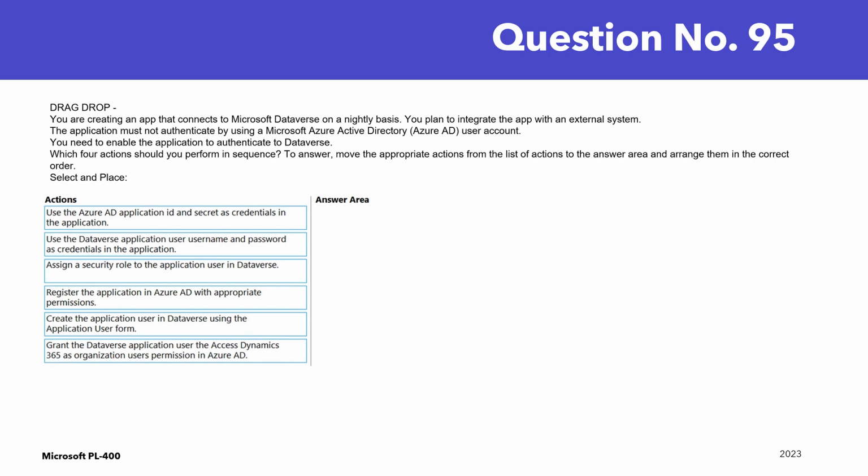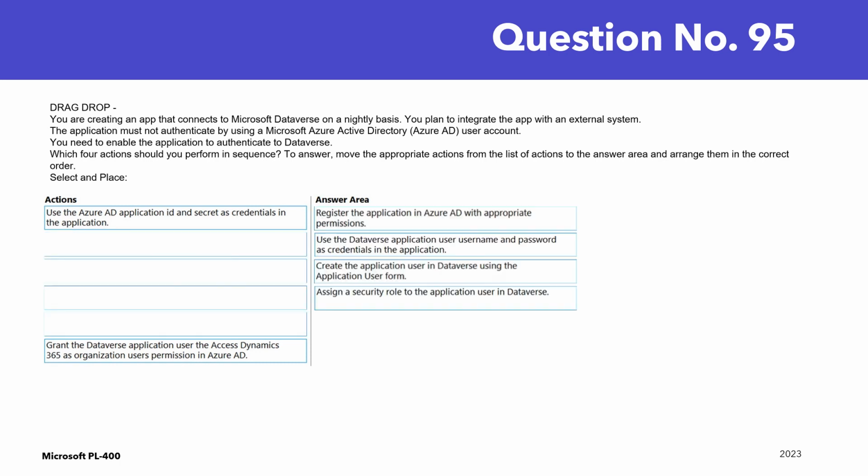To answer, move the appropriate actions from the list of actions to the answer area and arrange them in the correct order. Actions. 1. Register the application in Azure AD with appropriate permissions. 2. Use the Dataverse application user username and password as credentials in the application. 3. Create the application user in Dataverse using the application user form. 4. Assign a security role to the application user in Dataverse.